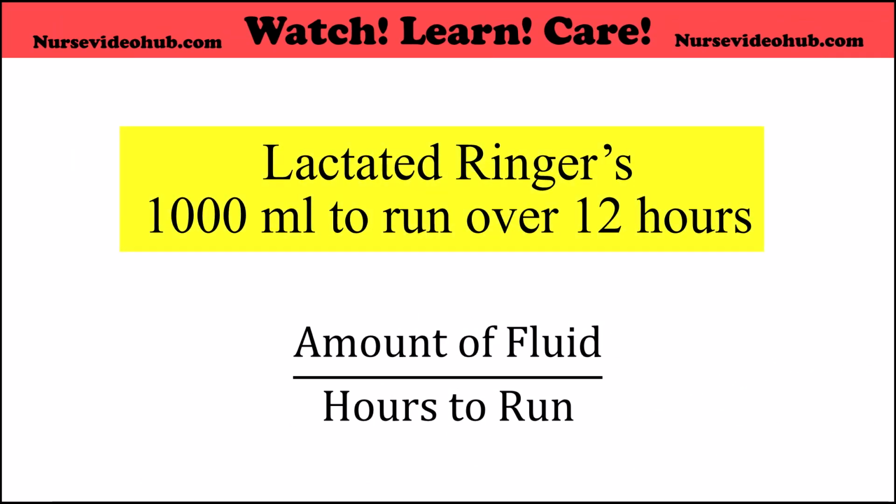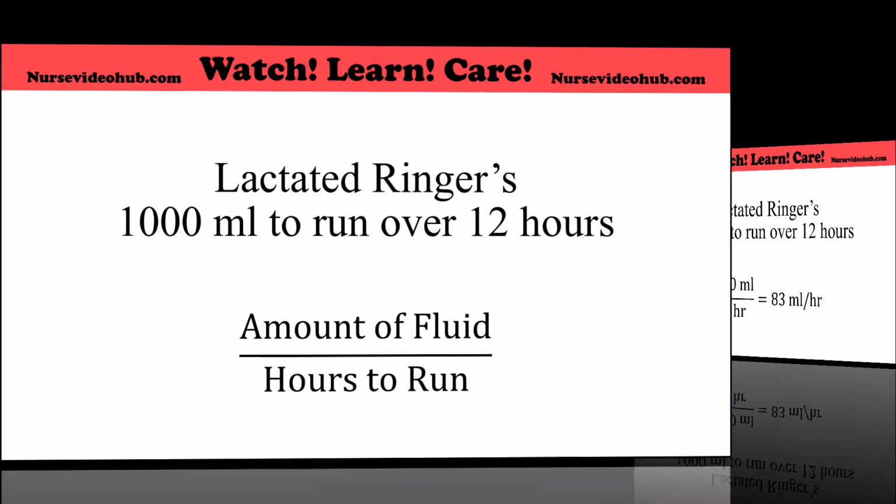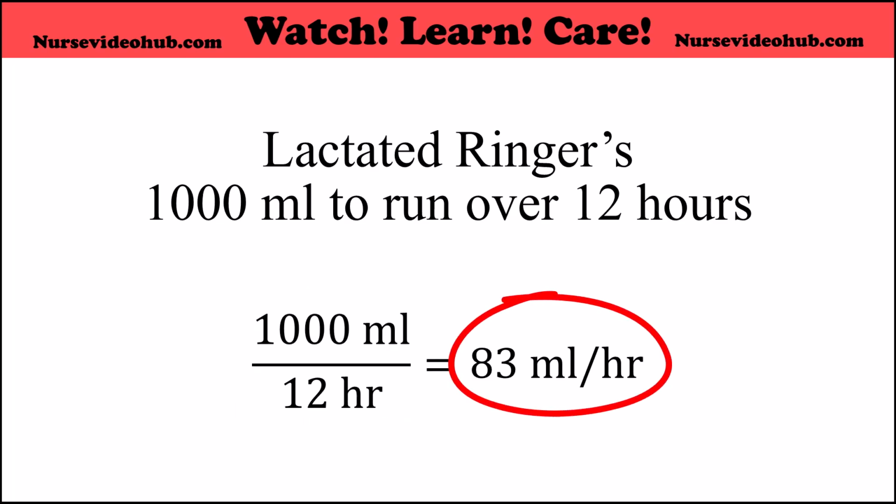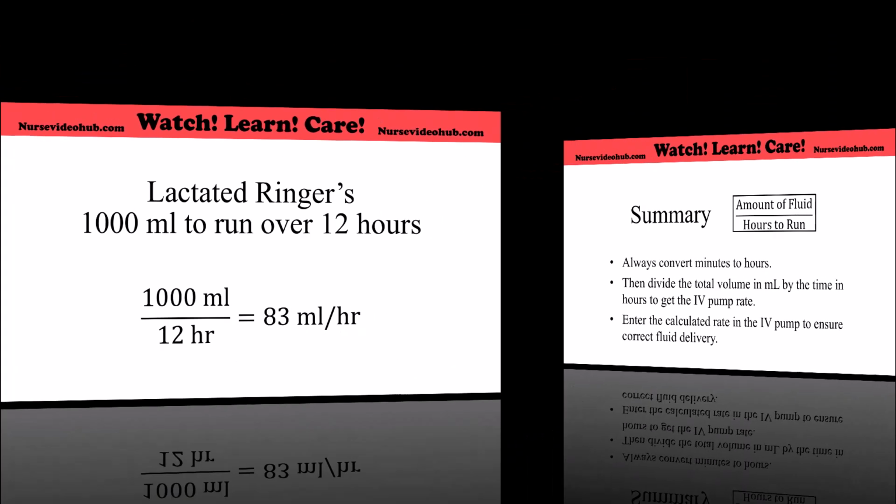The order reads lactated ringers, 1,000 milliliters to run over 12 hours. The total amount of fluid is 1,000 milliliters. You want to infuse it over a period of 12 hours. Plug the numbers into the formula. 1,000 milliliters divided by 12 hours equals 83 milliliters per hour. That is what you program the pump to, 83.